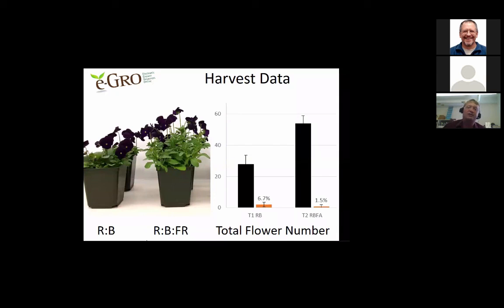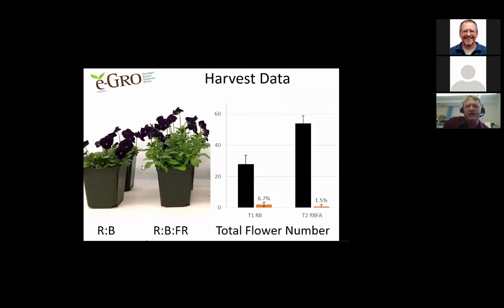And then the interesting thing, so here's the harvest data. This is cumulative flower number during a 42-day treatment period. So the plants were harvested 6 times during this treatment period. And the control treatment with just red and blue light is on the left. And the treatment with far red light is on the right. And then again, the bar graphs show we had about 30 flowers total harvested under the red-blue treatment. And about twice as many flowers, 55 flowers per plant, harvested in the far red light treatment.